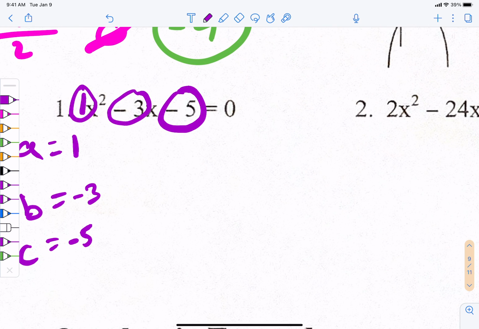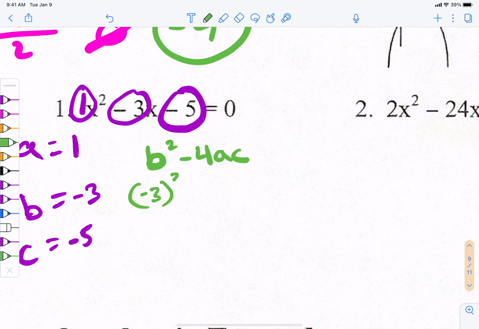To do the discriminant, we need to do what formula again? The quadratic formula. Kind of. Part of it, just b squared minus 4ac. That's the only thing that I need, okay? So I'm going to do negative 3 squared minus 4 times A times C, which is negative 5. Okay? And we're going to solve this, and we're going to figure out how many solutions he has.